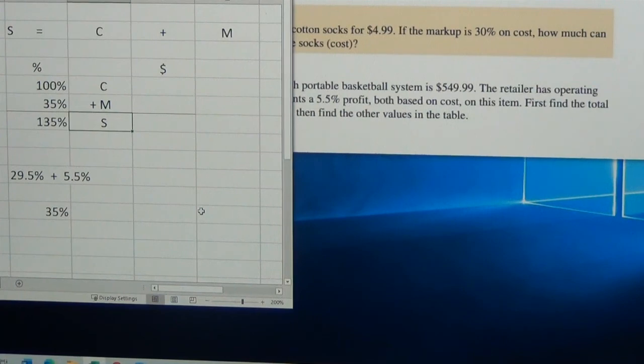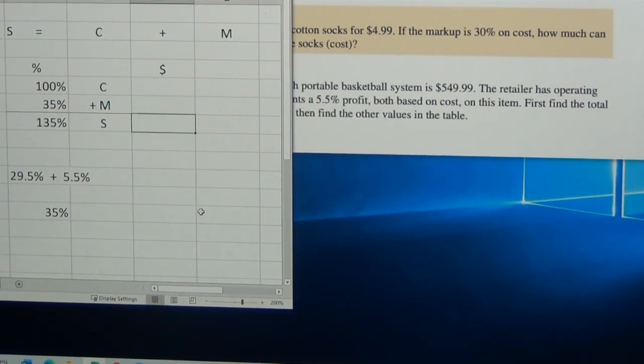Alright, so now that I have those numbers, I can then plug in the sales price. The sales price was given. Sales price was $549.99. And here's what I know. I know whatever the cost is multiplied by 135%, that's going to give me the sales price. Well, I don't know what this is, but I know that times that equals this. So therefore, this divided by that will give me this.